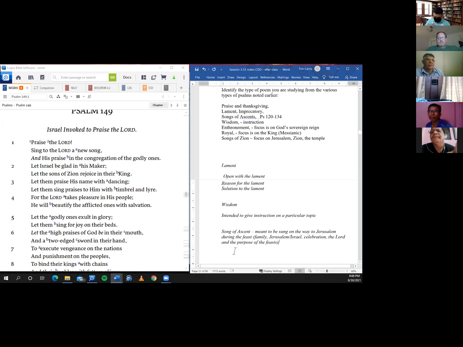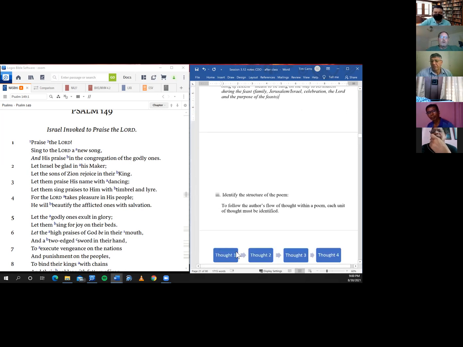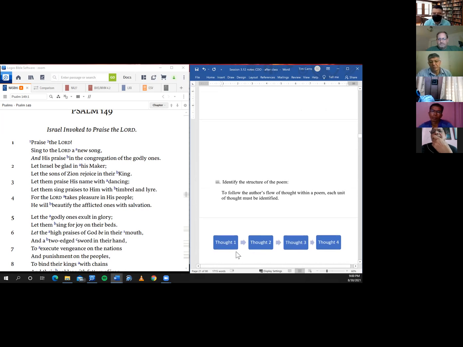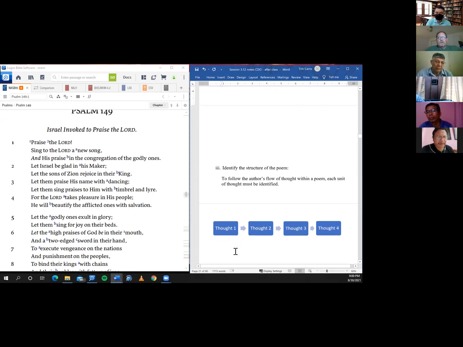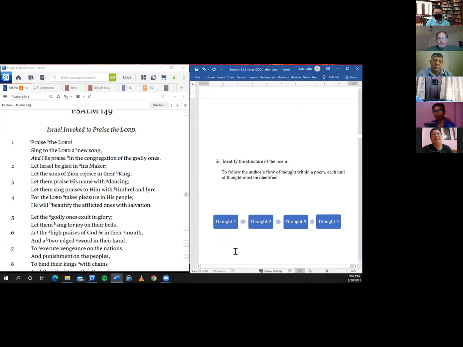Okay? So when we're doing identify the setting and structure, we want to look at the background context, identify that. And secondly, we want to identify the type of the psalm. And then finally, we want to identify its structure. Okay, its structure. What do I mean by that? Well, if you remember, long ago, we talked about the author's flow of thought, right? Where the author of a book has several units of thought that he has put together to form a flow of thought. Okay, and in the epistles, each of those thoughts were represented as a paragraph, right?